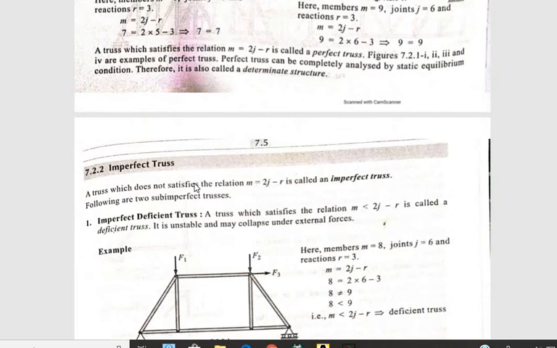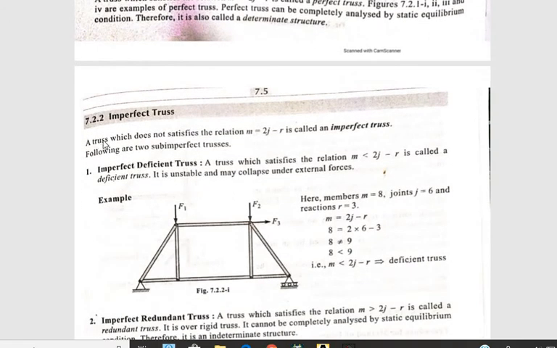Now we are going to discuss what is meant by imperfect truss. A truss which does not satisfy the relation m is equal to 2j minus r is called an imperfect truss. Imperfect truss again has 2 types, that is deficient truss and redundant truss. Now see what is meant by deficient truss. A truss which satisfies the relation m is less than 2j minus r, meaning the number of members is less, is called a deficient truss.